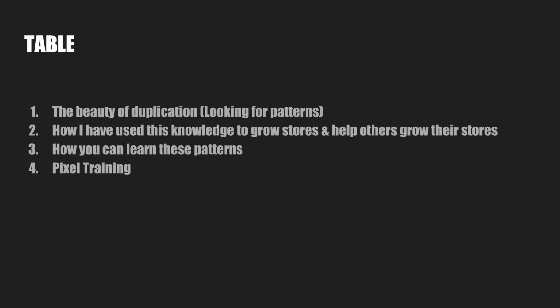So first thing we're going to cover is looking for patterns, how you create a process or a system that's duplicatable. This is a big part of my strategy. It's basically how I grew my strategy. So instead of learning my strategy, I'm going to be talking about how I grew my strategy so that you can too. How I have used this knowledge to grow stores and help others grow their stores. And it's not really as simple as just implementing it and bada bing, bada boom. But also how you can learn these patterns. Also going to be talking a little bit about pixel training and how it affects your account.